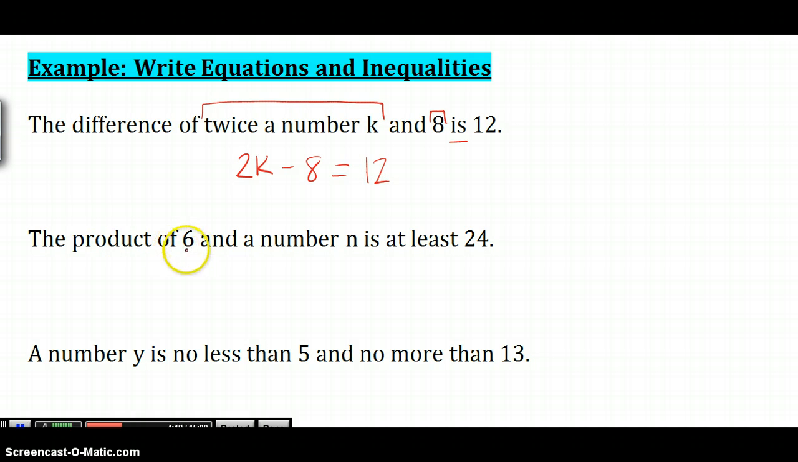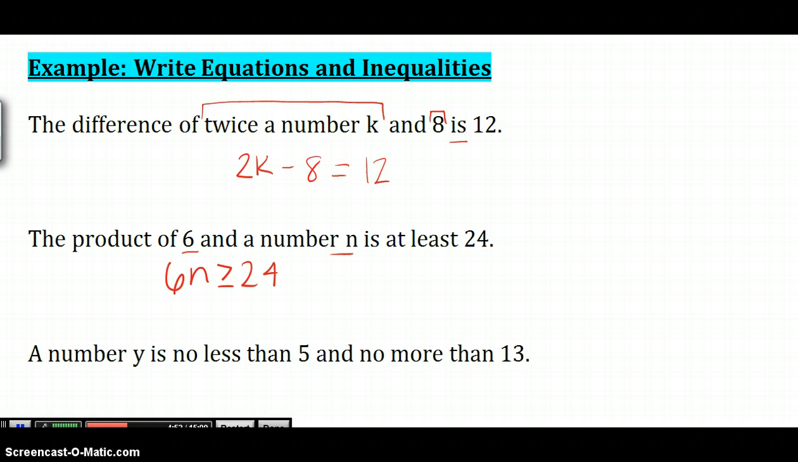The product of 6 and a number n is at least 24. So the product, meaning multiply, of 6 and a number n, so the product of 6 and n, so 6 times n, is at least. If you're not for sure what at least means, go back up to the chart we just wrote. And is at least, it has to be at least 24. So it has to be greater than 24, but it can also equal 24. It has to be at least that much. So it's greater than or equal to 24.